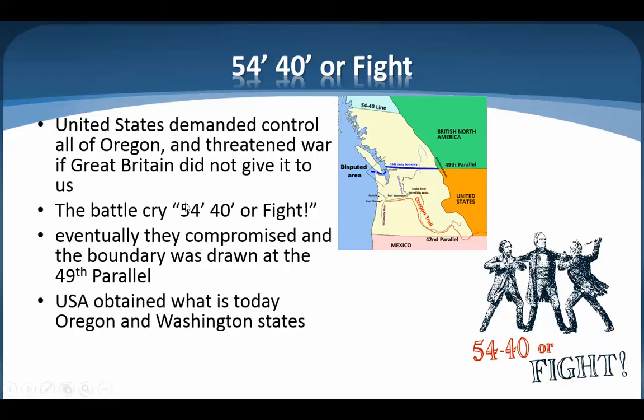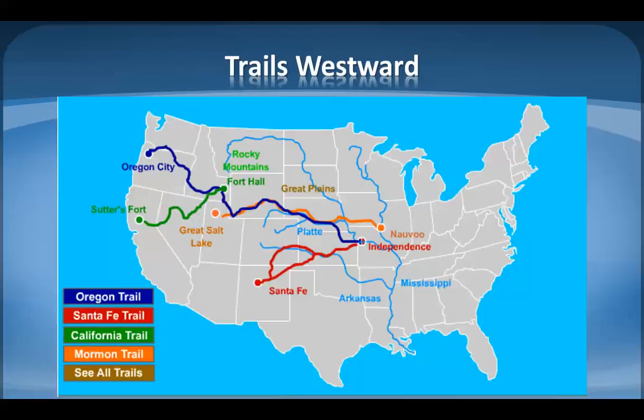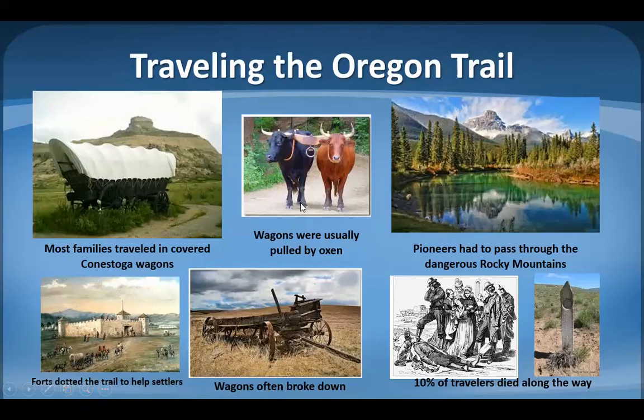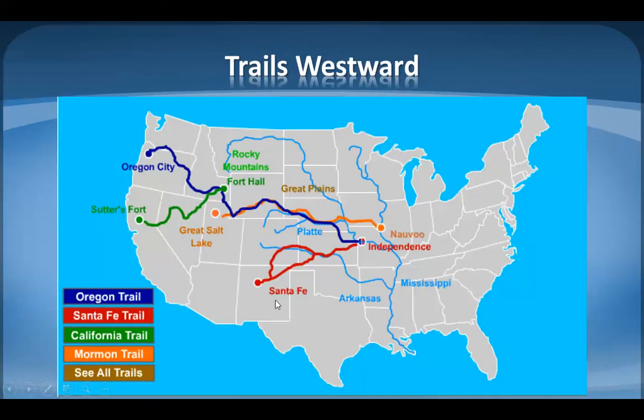So through this compromise, the United States gains control of Oregon and Washington. It sparks off an incredible movement of people, migration of people, across the Great Plains of the United States to Oregon City, which becomes Portland, and some of the other major cities of the West. Sutter's Fort, which kind of becomes San Francisco, Great Salt Lake area, and Santa Fe. We're going to talk more about the involvement of Santa Fe and California and how we gained this territory next.